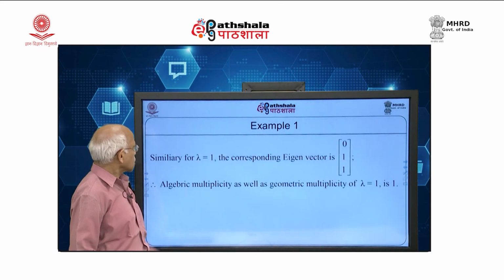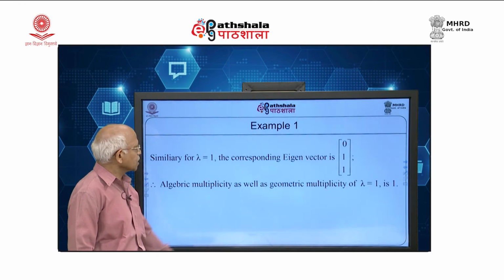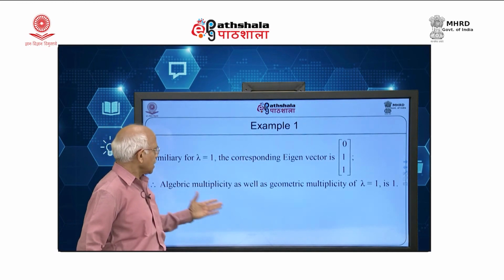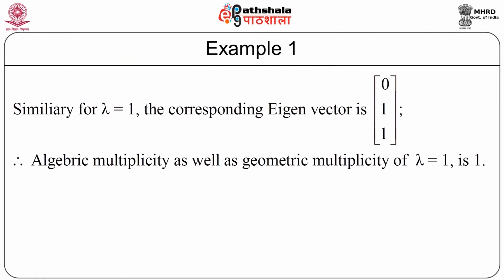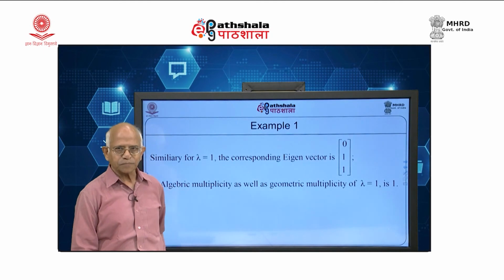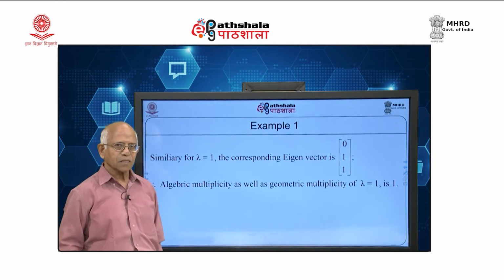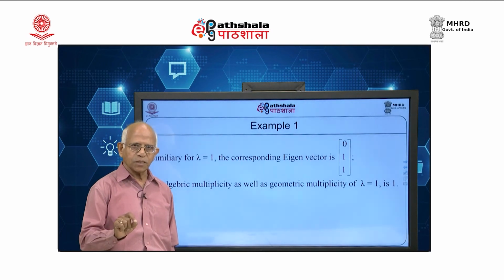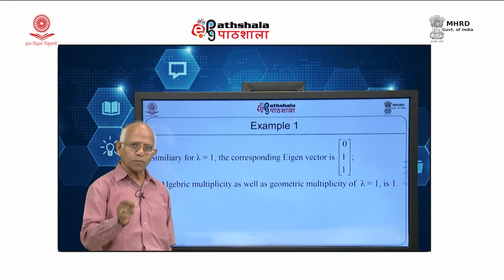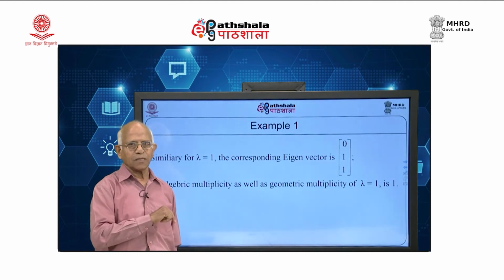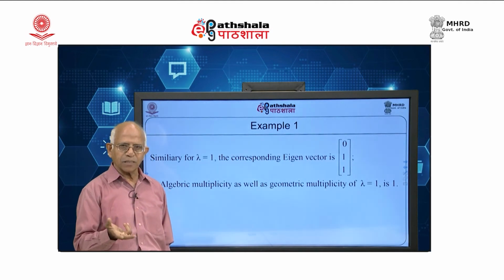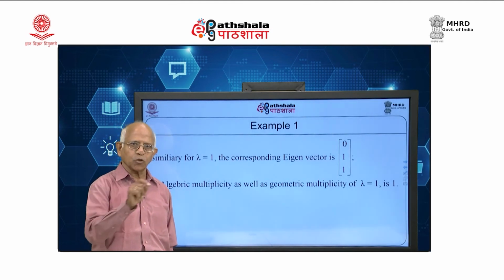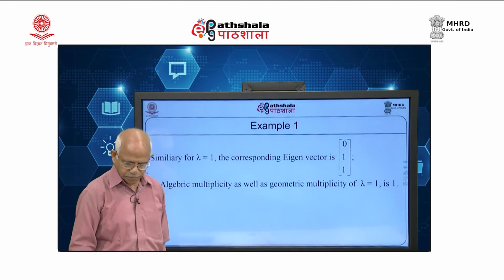And then similarly, corresponding to lambda equal to 1, the corresponding eigenvector will be this, and both algebraic and geometric multiplicities are going to be 1. So, here we have seen an example of a matrix in which the eigenvalue has algebraic multiplicity 2 and geometric multiplicity 1, and a matrix where both algebraic and geometric multiplicities are 2.